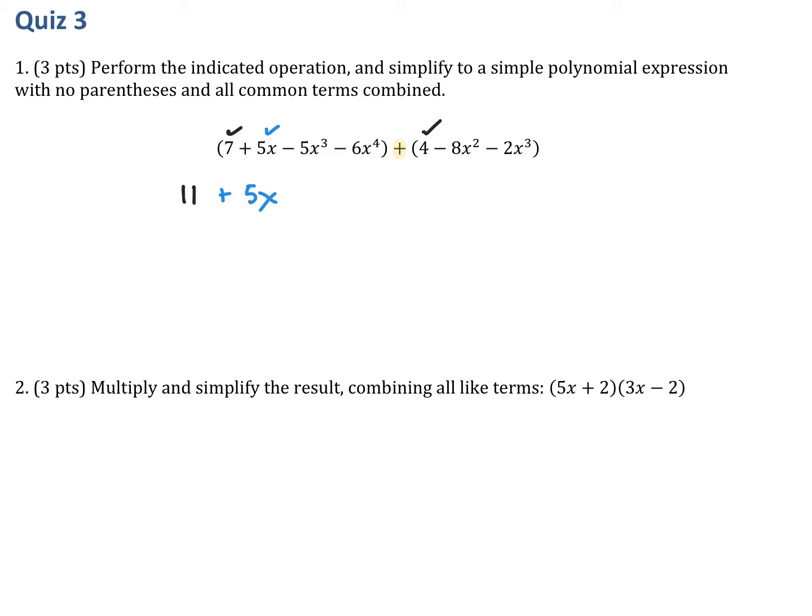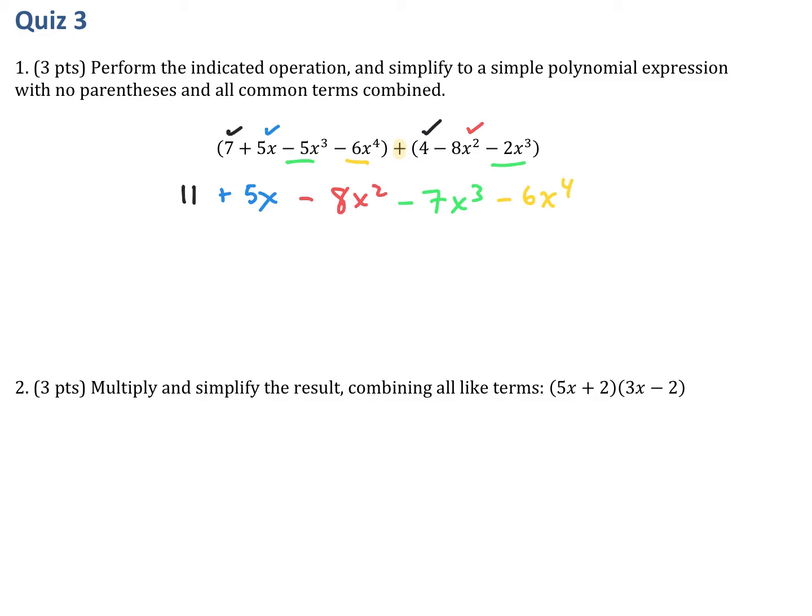Next, I don't seem to have an x squared term in the first part, but there is an x squared term in the second part, so it doesn't get combined with anything. There's not another one there. Then in the first part, I have an x cubed. I have minus 5x cubed in the first part, and I have minus 2x cubed in the second part. So minus 5x cubed minus 2x cubed is minus 7x cubed. And then finally, I have a minus 6x to the fourth, and there's no more x to the fourths there, so minus 6x to the fourth.